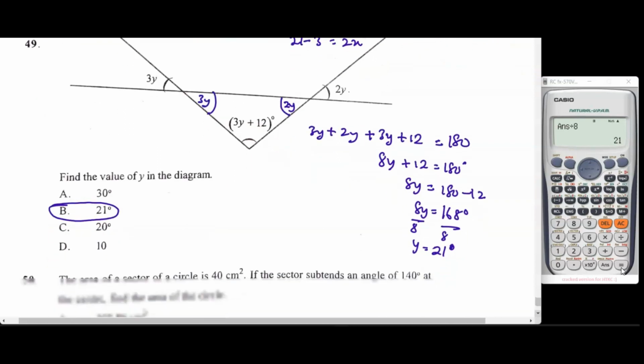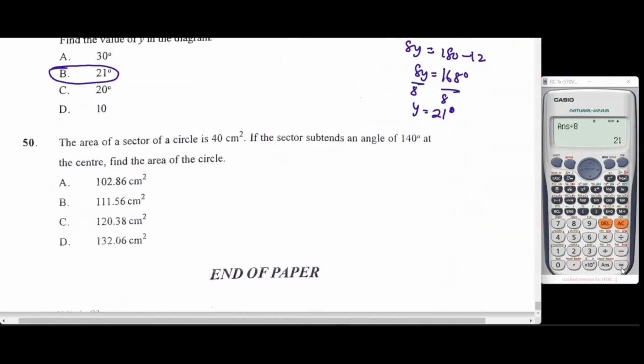So last but not least, we've had a very, very long time. The area of a sector of a circle is 40 centimeters squared. If the sector subtends an angle of 140 degrees at the center of the circle, find the area of the circle.